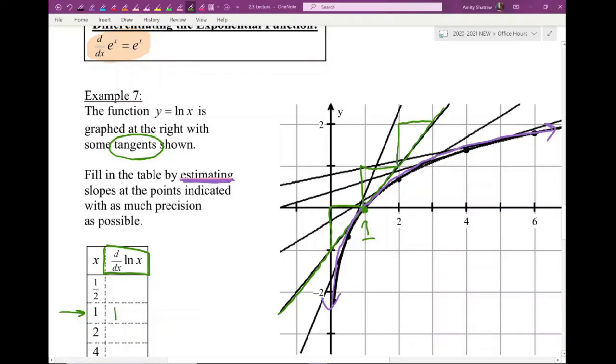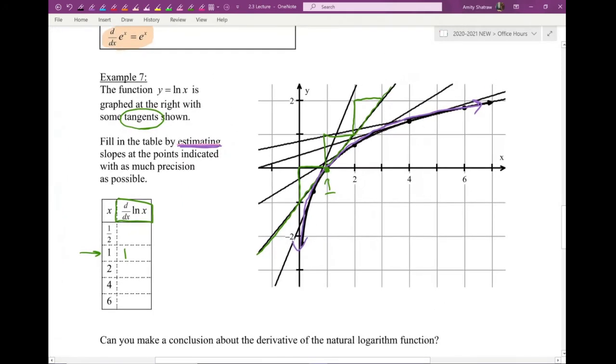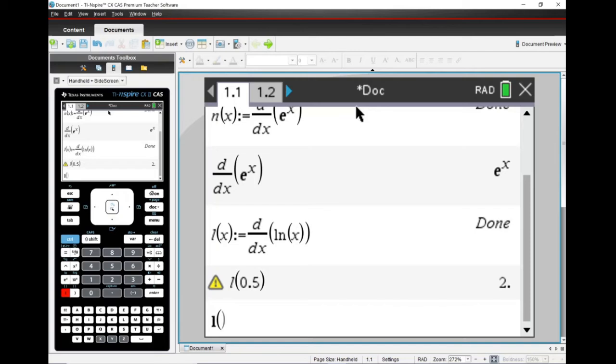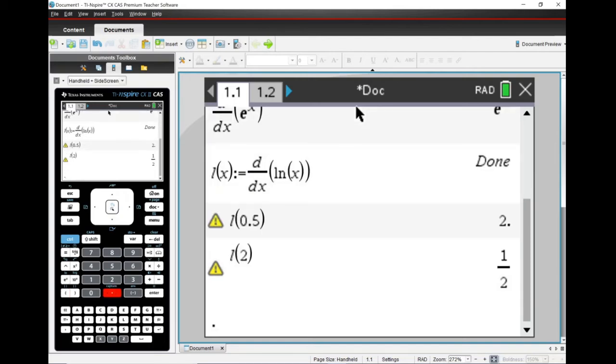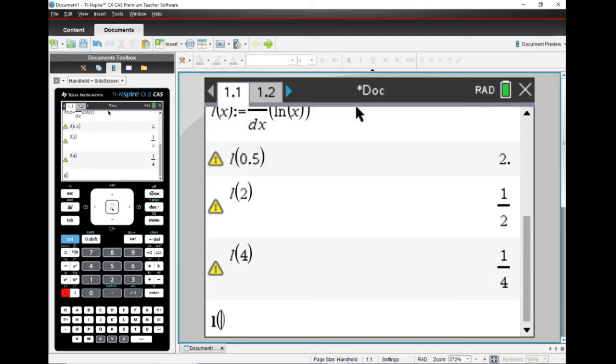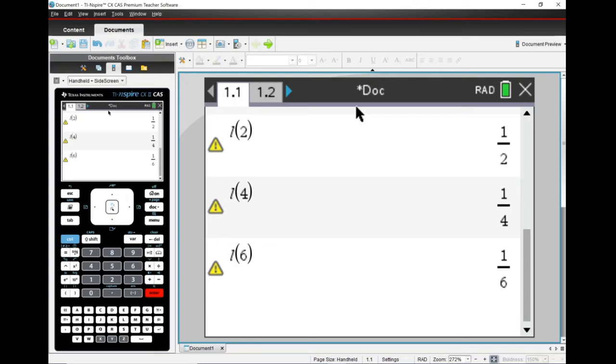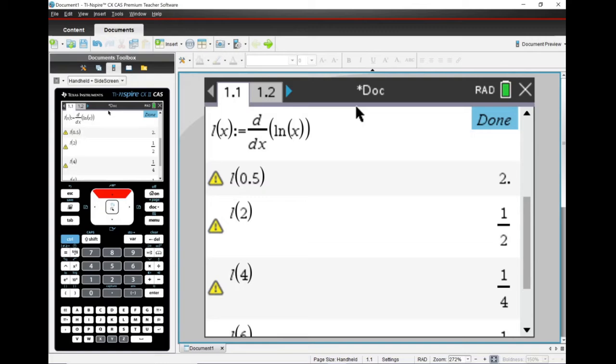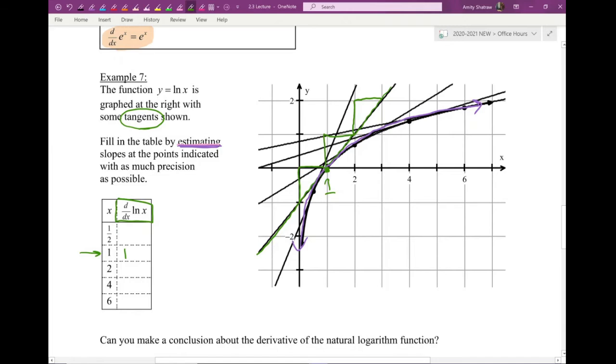Now my table asks me to find out what's happening at a half, what's happening at 2, what's happening at 4, and, I'm trying to move it, there it is, what's happening at 6. So let's try that. L of 0.5, that's a half. L of 2, L of 4, and L of 6. Boy, I sure did recognize that pattern right away. Didn't I already say that it was going to be 1 over x? Wait a minute, that first one looks a little bit funny. 0.5, I got a 2.